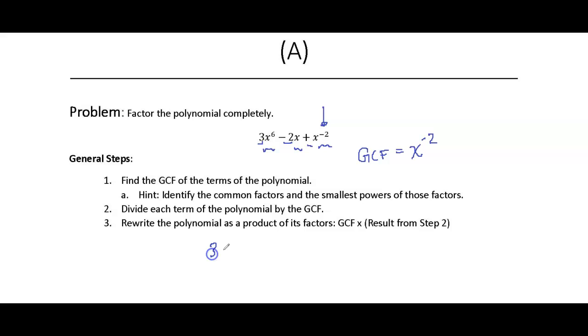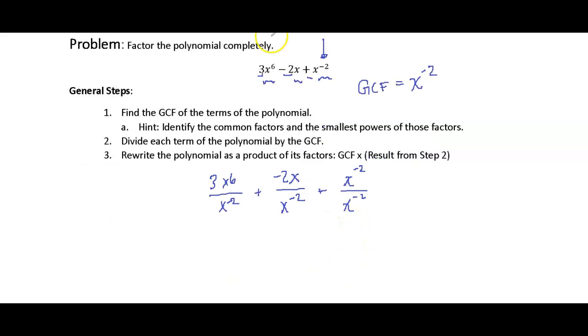The next step is to divide each of the terms by the GCF. So starting with the first term, 3x to the 6th power, we're going to divide it by x to the negative second power. Generally, when we have a power divided by a power with the same base, we subtract the powers. So this would be x to the 6th minus negative 2. So we have 6 minus negative 2, which is 6 plus 2, and that is 8. Meaning the first term here would be 3x to the 8th power.